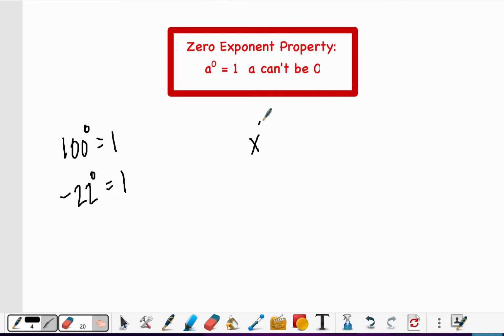If I have x cubed over x cubed, you would agree, I hope, that something divided by itself is equal to 1. But using the quotient property, we could also do this, x to the power of 3 minus 3. But that's just x to the 0th power. So all of these are equal. So we can say this is 1. So then this would have to be 1. So anything raised to the 0th power is just 1.